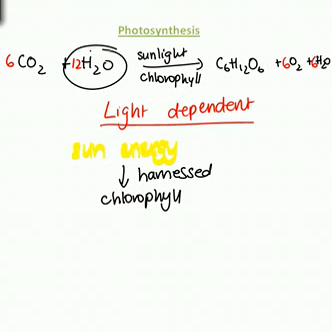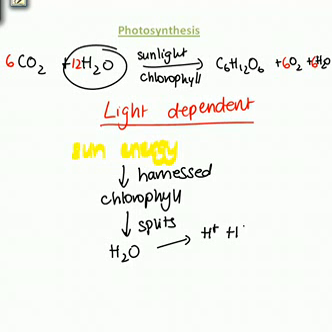What that sun energy does that is harnessed by the chlorophyll is it splits these water molecules into hydrogen ions, 2 electrons, and half an oxygen gas. So I'm going to discuss what I mean by this now.